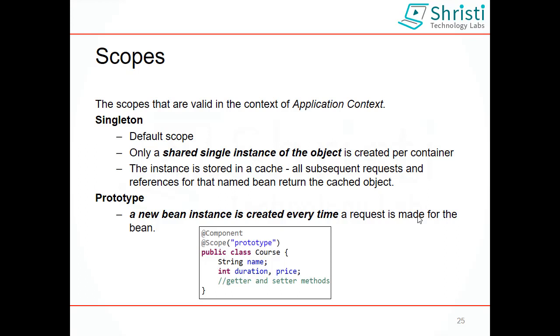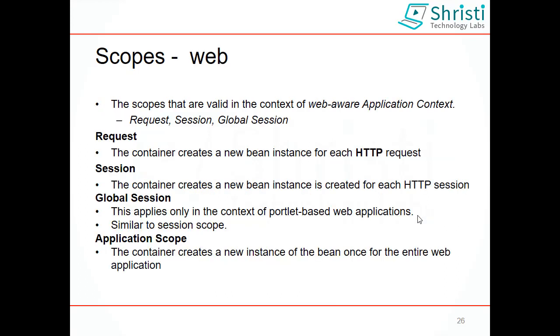Next scope is prototype. In case of prototype, for each and every request, a new bean instance is getting created. For creating a new bean instance, we use the annotation @scope. Rest of the scopes belong to web application context. They are request, session, global session and application scope.